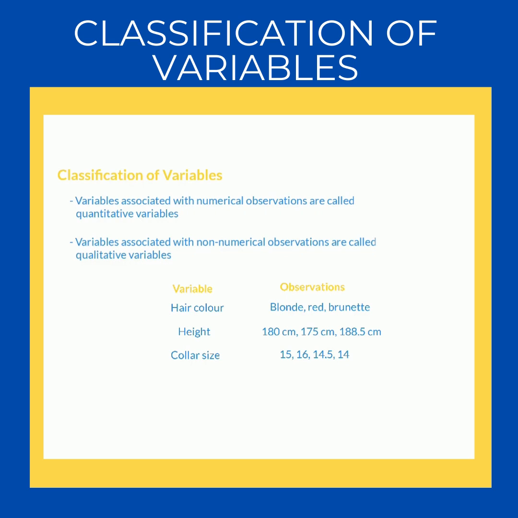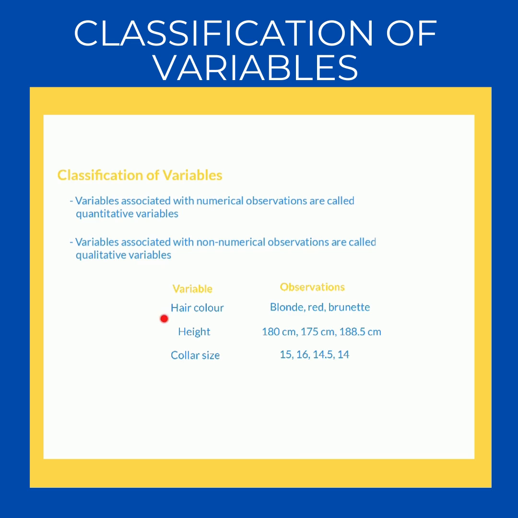This lesson is about the classification of variables. So we have two different types of variables. The first type is variables that are associated with numerical observations, and these are called quantitative variables. Quantitative is a word that comes from quantity, so there should be numerical observations. While the second type is variables that are associated with non-numerical observations, and these are called qualitative variables.